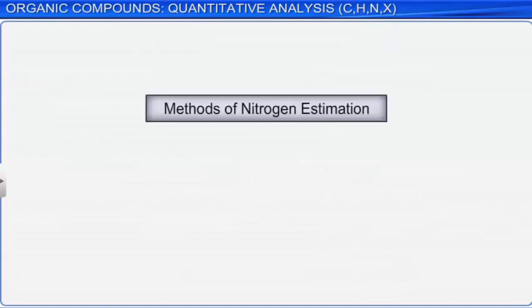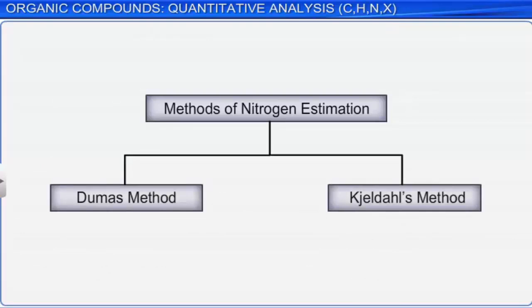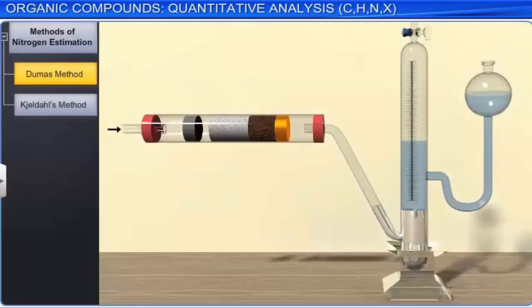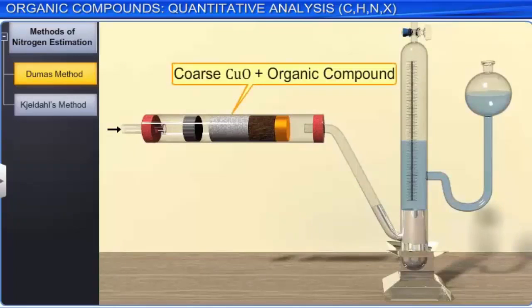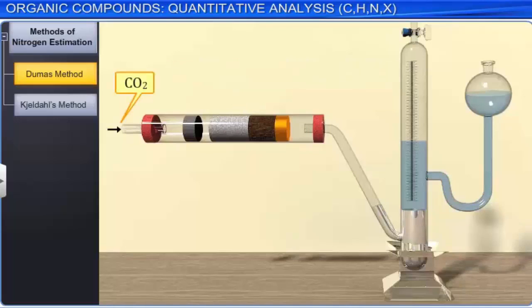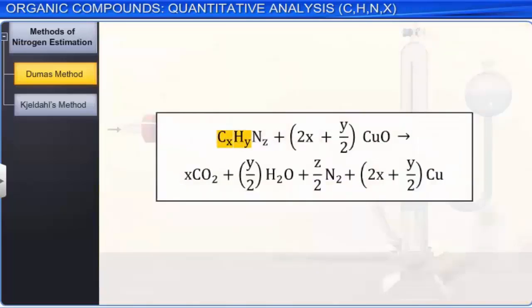For the estimation of nitrogen, two methods, the Dumas method and Kjeldahl method, are used. In Dumas method, a known mass of an organic compound is heated strongly with coarse cupric oxide in an atmosphere of carbon dioxide. Carbon and hydrogen get oxidized to carbon dioxide and water, while the nitrogen present in the organic compound is converted into free nitrogen.